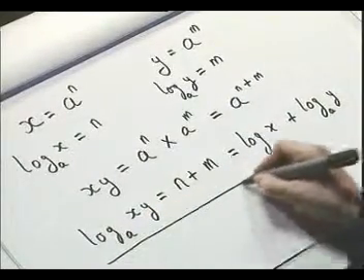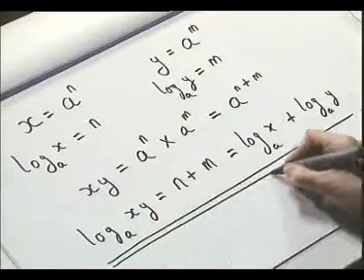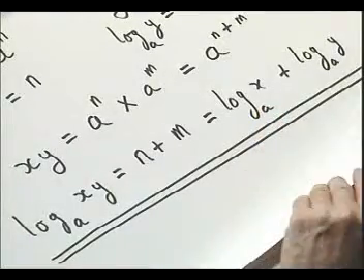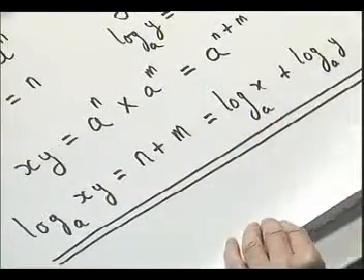And so there we have our first law of logarithms, that if we want to multiply two numbers together, we get the log of the product by adding the logs of the two individual numbers. That's our first law. What about our second law?